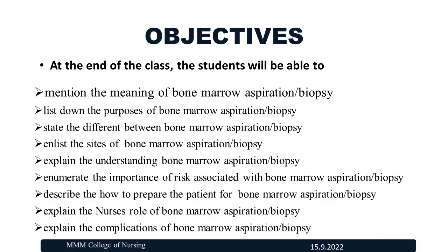The objectives of today's class: at the end of the class, the students will be able to mention the meaning of bone marrow aspiration and biopsy, list down the purposes of bone marrow aspiration and biopsy, state the difference between bone marrow aspiration and biopsy, enlist the sites of bone marrow aspiration and biopsy, explain the understanding of bone marrow aspiration and biopsy, enumerate the importance of risk associated with bone marrow aspiration and biopsy, describe how to prepare the patient for bone marrow aspiration and biopsy, explain the nurse's role in bone marrow aspiration and biopsy, and explain the complications of bone marrow aspiration and biopsy.